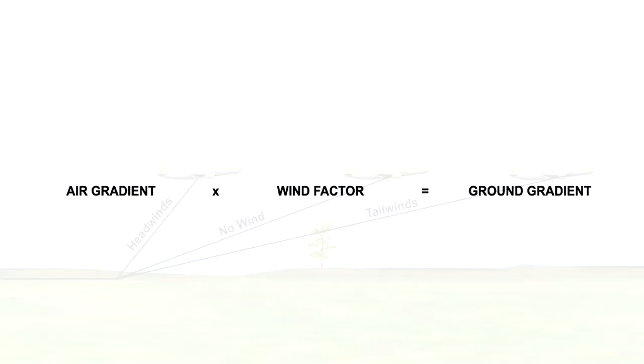If we wish to manually correct the gradient for the effect of wind, the air gradient must be multiplied by a wind factor to obtain the ground gradient. When applying the wind factor, the formula we use is either true airspeed over true ground speed, or the true ground speed over the true airspeed. Determining which formula to use is relatively straightforward.